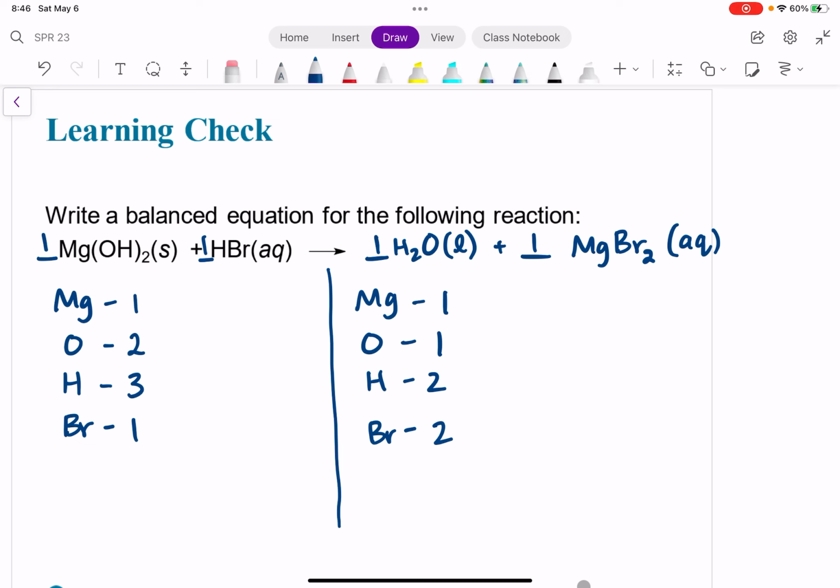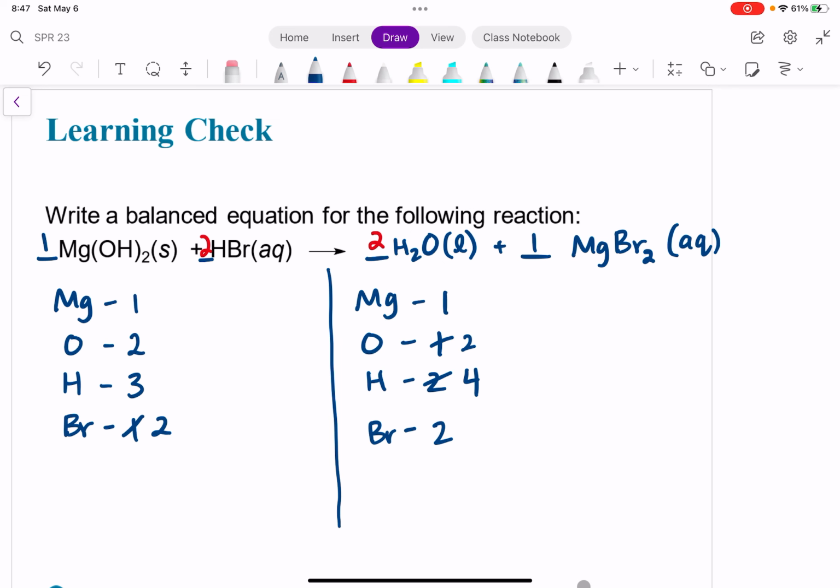All right, so how are we going to balance this? I could make this a 2. Let's try that. Let's make this 2. And that throws off our hydrogens, right? So that gives us 4 hydrogens on the right, and it gives us 2 oxygens on the right. Okay, well, what if we make this one here a 2? Okay, that helps our bromines out. Now we have 2 bromines. And it changes our hydrogens, but that's okay.